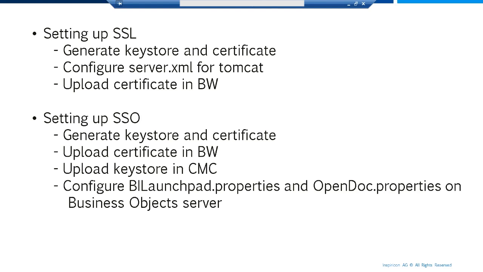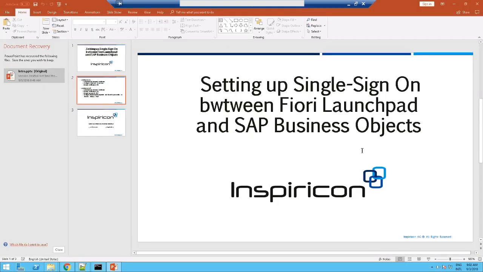Setting up the SSL, we need to generate a key store and a certificate file. We need to configure the server XML for Tomcat, and then upload the certificate file on the BW side. So we can do this within the command line where the server is hosted.